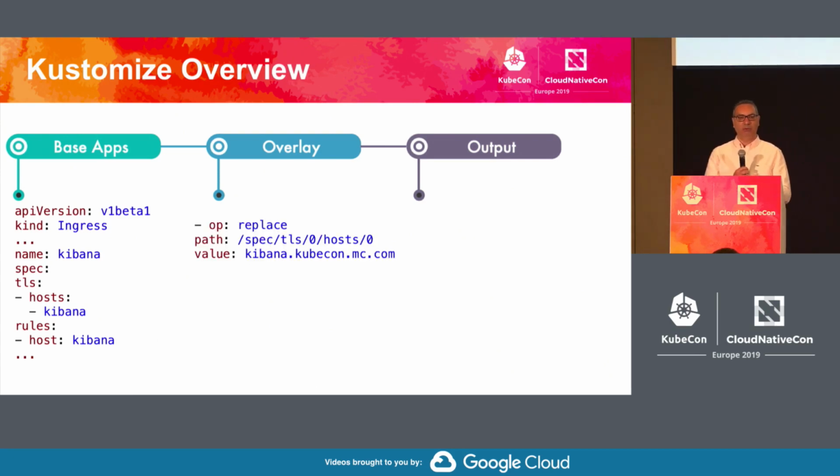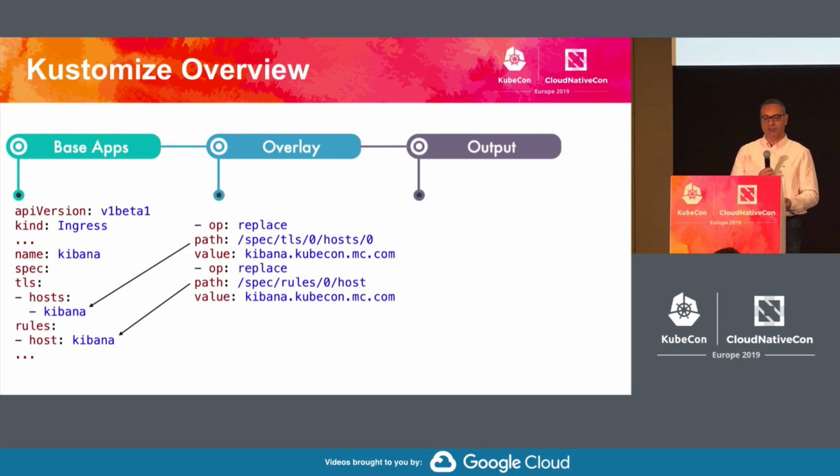So it's very simple, right? It's a JSON patch where you say, replace something somewhere. So in this case, it's going to replace the Kibana generic name with an actual fully qualified DNS name that will be used for a hypothetical cluster. The same thing can be done with the host itself. And you can write as many of these as you want. They can change and modify whatever parts you want of your deployments.